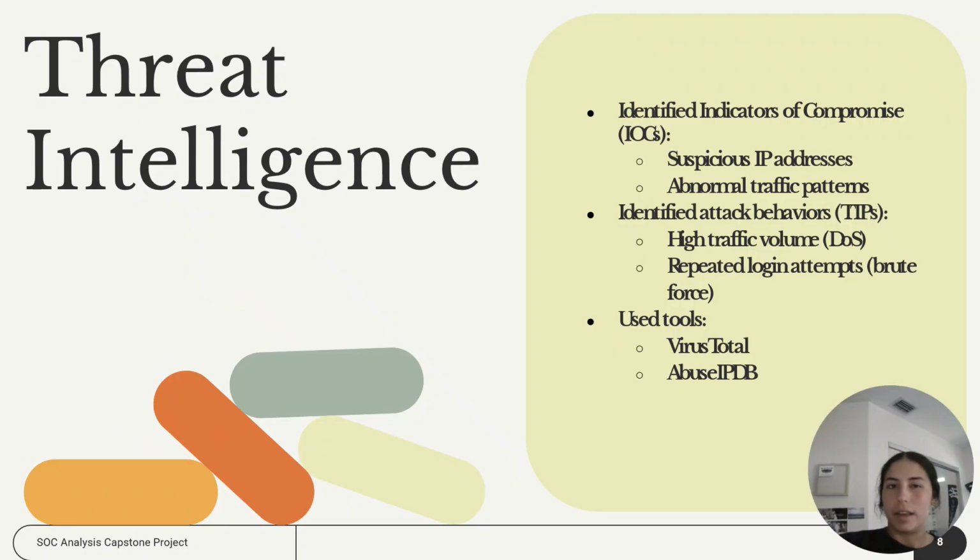In our threat intelligence phase, we identified indicators of compromise, or IOCs, such as suspicious IP addresses and abnormal traffic patterns. We also identified attacker behaviors, or TTPs. For example, high traffic volume indicated DOS attacks, while repeated login attempts pointed to brute force attacks. The threat actors in this case were external malicious IP sources attempting to overwhelm or gain access to systems. We validated these using VirusTotal and AbuseIPDB. This allowed us to connect raw data to real-world attack behavior.